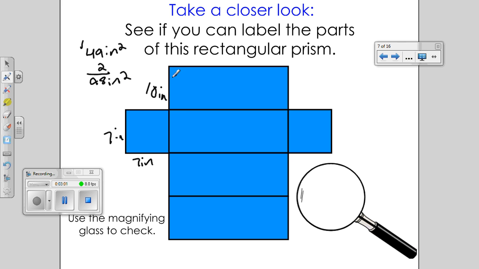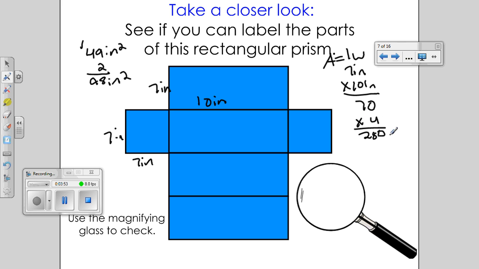Now, for the rectangle, we have the same side is 7 inches because that's the square and it connects right here. So all of these are the same size. So the rectangle, we're going to have 7 inches times 10 inches, which is 70 inches. The reason we did that is because area equals length times width. 70 inches, so we know there's 4 of those, so 70 times 4, 280 inches squared.